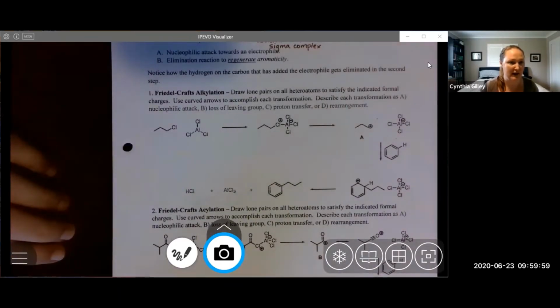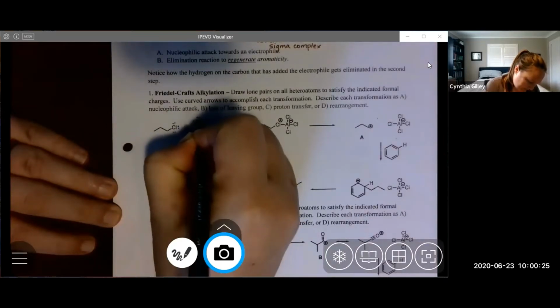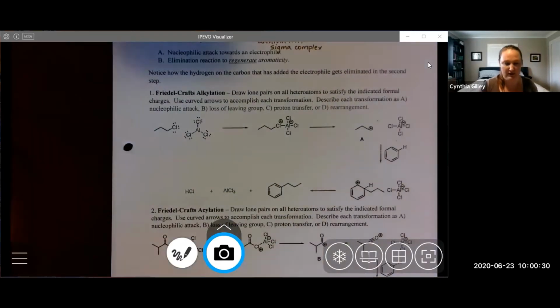The first one we're going to look at is the Friedel-Crafts alkylation reaction, excuse me. And we're going to be drawing in lone pairs and curved arrows, and also labeling the steps according to Klein's method of labeling mechanistic steps. Okay, so we are going to add in some lone pairs on the halogens. Remember, aluminum doesn't have any because it's an exception to the octet rule. So it's only making 3 bonds. It only has 6 electrons around it.